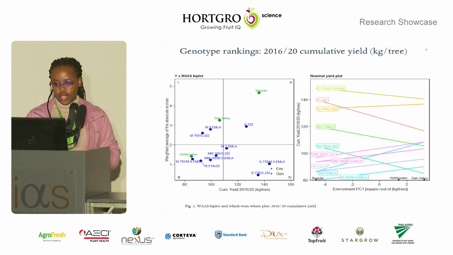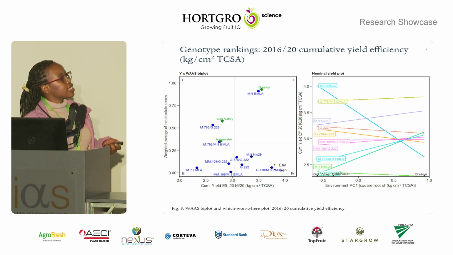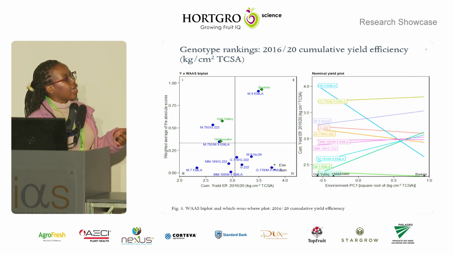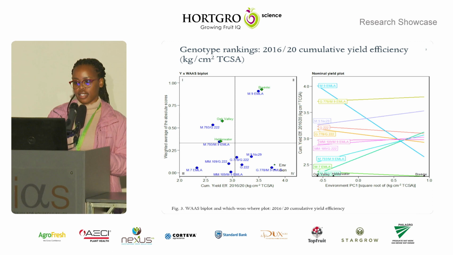And on to the next one. Based on cumulative yield efficiency with the same plots, we see that in this case, M793 with 222 as well as with M9 EMLA were the least stable and least productive. M9 EMLA had high cumulative yield but lacked stability. G778 with M9 EMLA and 222 as interstems was highly productive and highly stable. G222 in terms of cumulative yield was actually stable and highly productive. M9 NIC29 was also highly productive and had high stability.